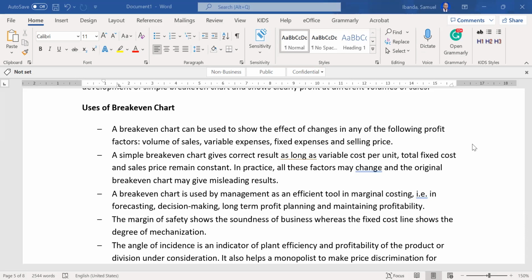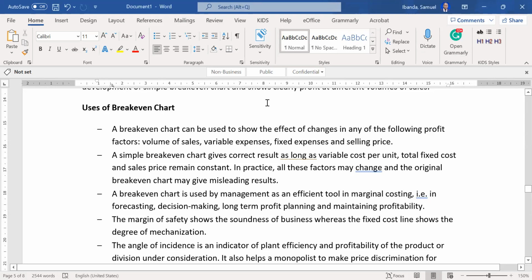Then we also saw that margin of safety helps us know how far we are from the break-even point. And once management knows how far they are from the break-even point, they can pull up their game and become better. And so on, those are some of the uses. I'm going to share this with you so that you can read through and conceptualize the notes. If you have any questions, you can ask those as we get along on the WhatsApp group.